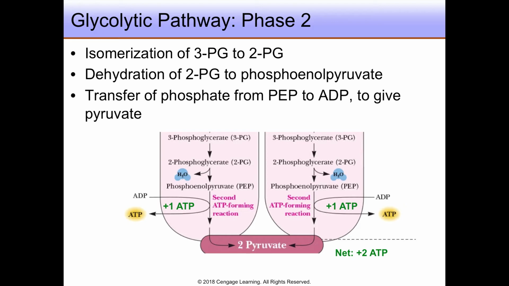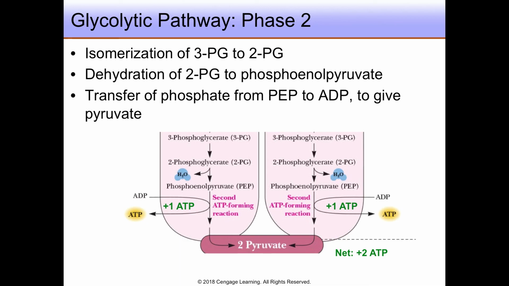3-phosphoglycerate is next isomerized to 2-phosphoglycerate to prepare for the next step in the pathway, which is water removal to form phosphoenolpyruvate. Our final reaction in the pathway transfers a phosphate from PEP to ADP, giving our final product pyruvate and generating two more ATP molecules. By the end of the pathway, there is a net gain of 2 ATP molecules.